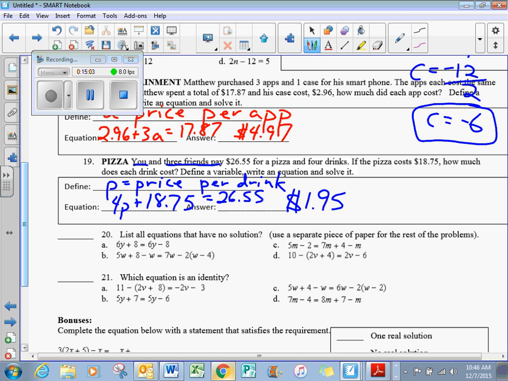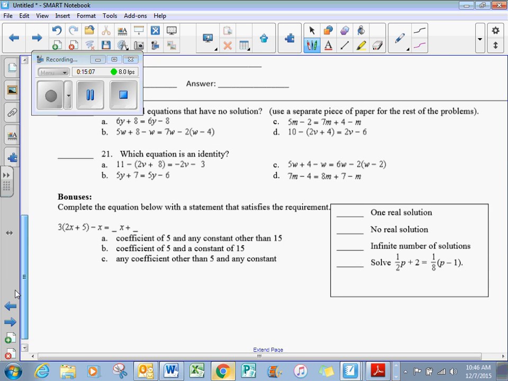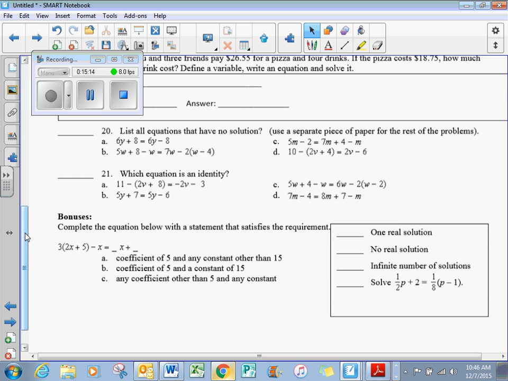20 and 21. Yeah. These are really important moving forward. This is a big learning target. Okay, so we're going to make sure we got this. So we're going to really take some time on this one.